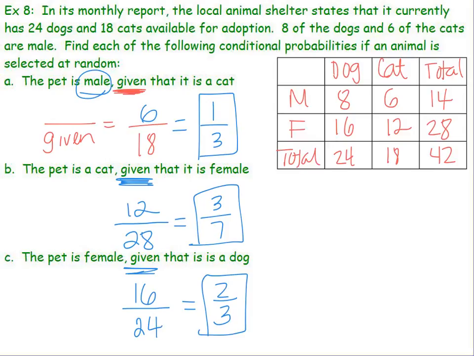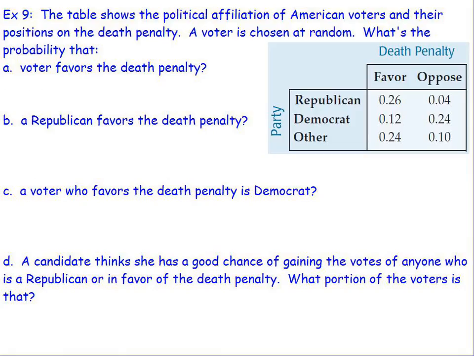All right, so let's turn the page. Let's keep looking at some more examples. We have a little table here. It says the table shows the political affiliation of American voters and their positions on the death penalty. A voter is chosen at random. What's the probability that? So as you can see, we have political parties, Republican, Democrat, and other. And then we have either they favor the death penalty or they oppose it.